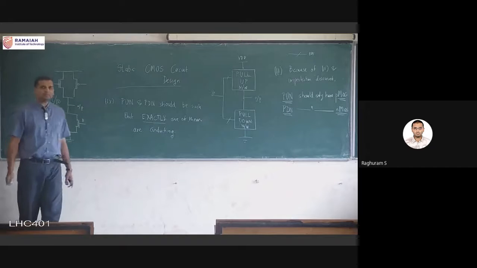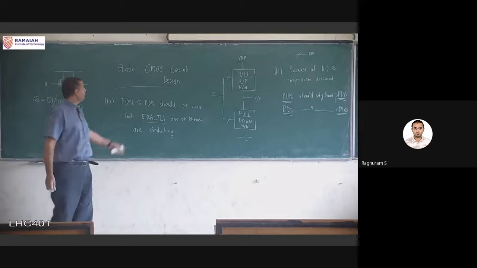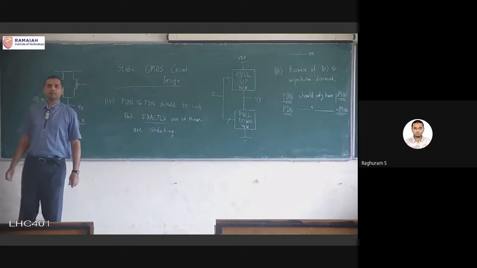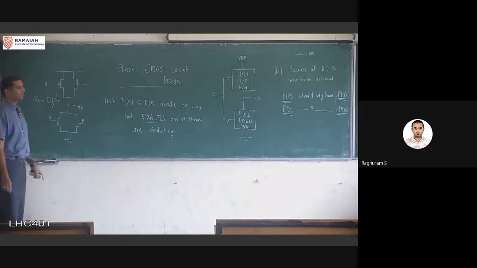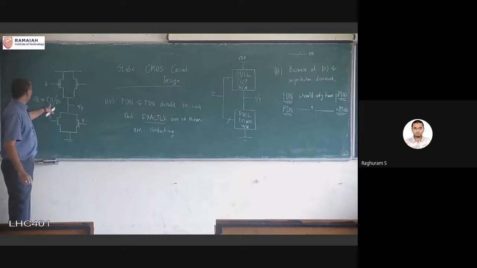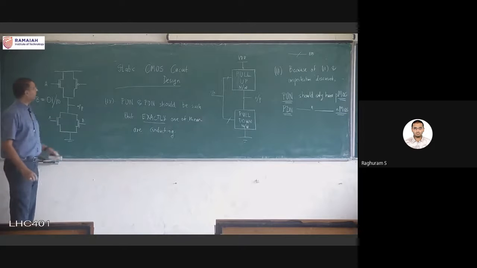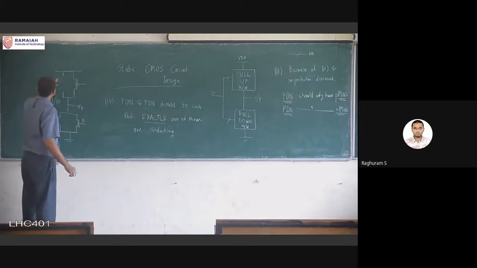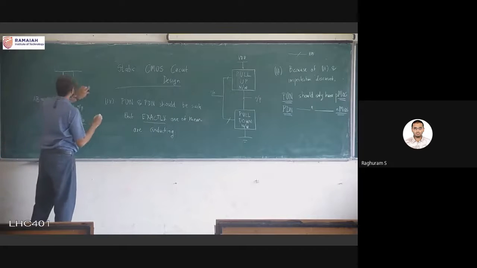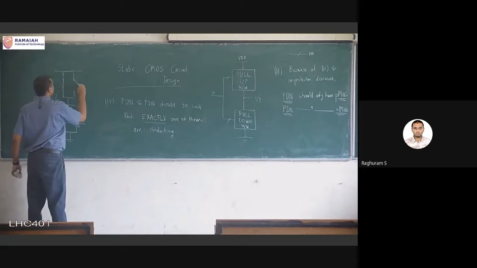This is satisfying all the requirements of static CMOS circuit design except rule number 5. If I design a circuit like this, rules 1 to 4 I am not violating. Inputs are there, there's a pull-up network, there's a pull-down network, only PMOS, only NMOS. But if you have these 2 input cases, suppose input is 0, 1, which means that this becomes a closed circuit, this becomes an open circuit.